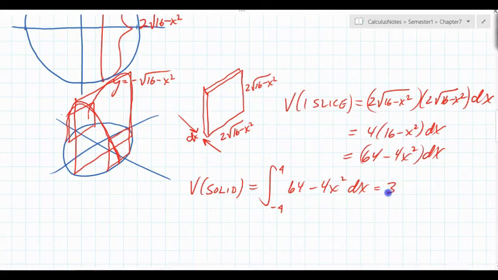Okay, so I got 341.333. Now, that integral would not be that tough to evaluate by hand. You could do this analytically, that means without a calculator.